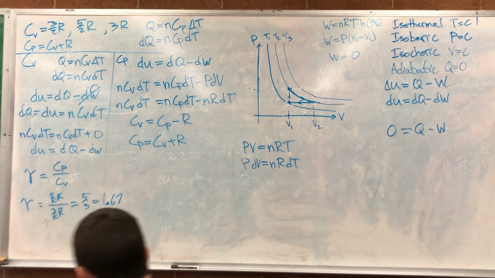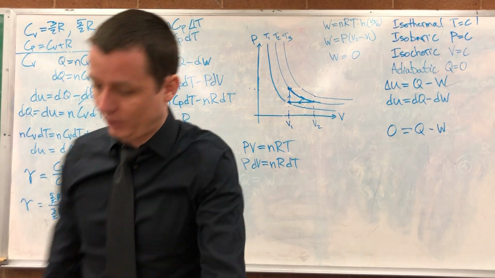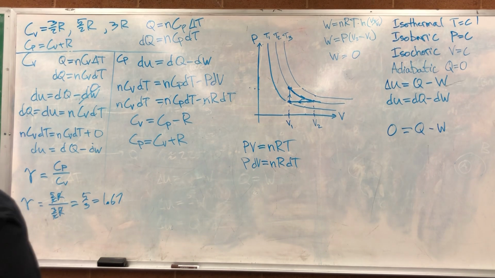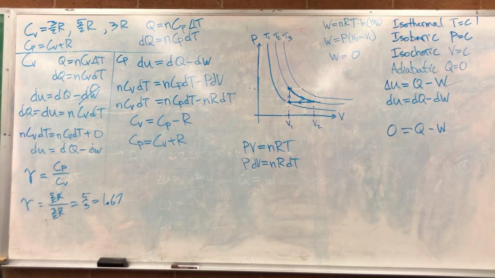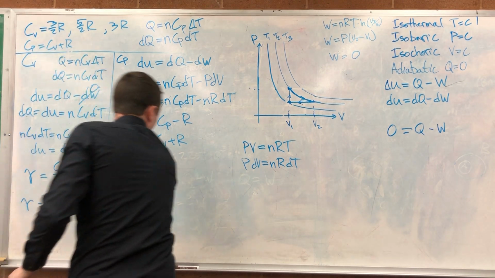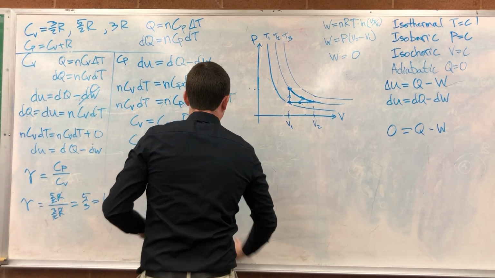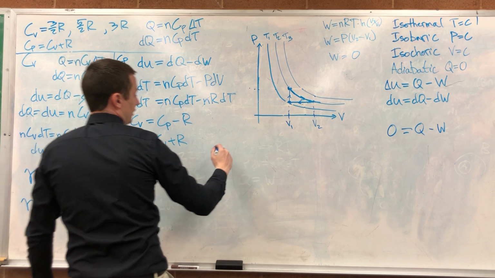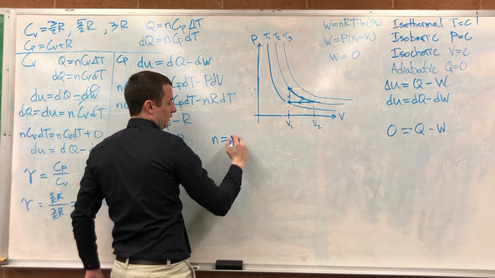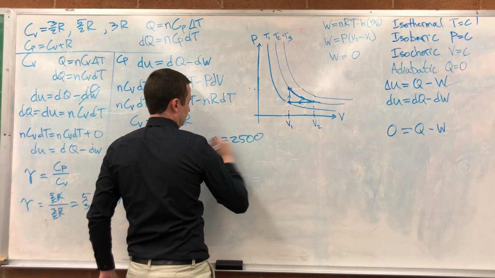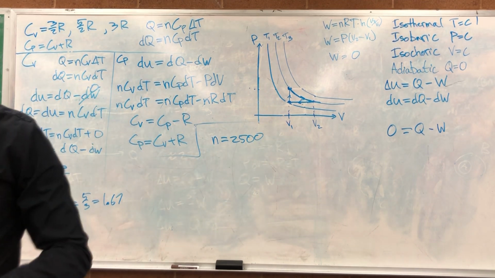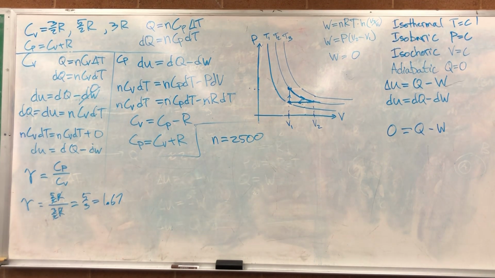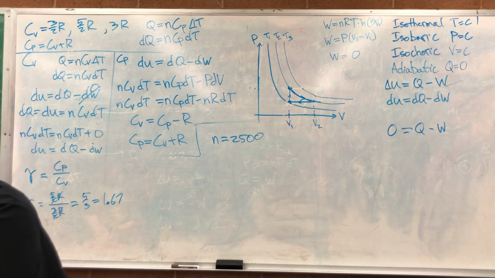Alright, let's do a quick example with this stuff and then move on. A typical dorm room or bedroom contains about 2,500 moles of gas. So for our example problem here, we're doing n is equal to 2,500. Little n counts our moles of gas. Big N counts our actual molecules.